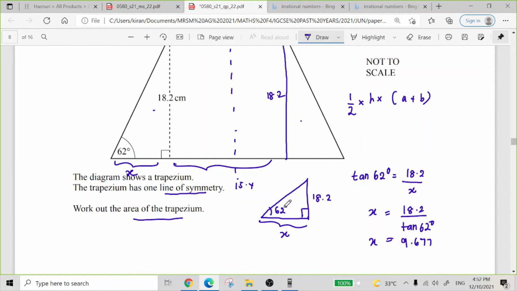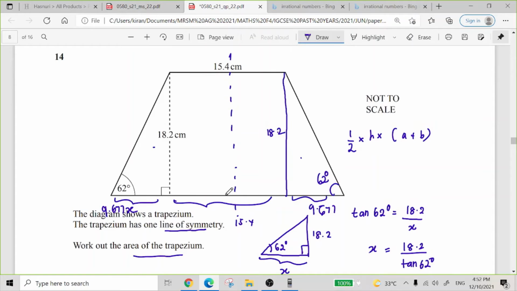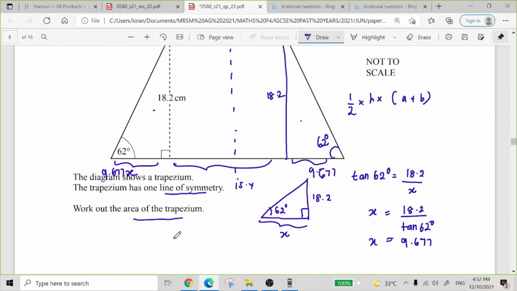Okay, that one is 9.677. So kat sini pun ialah 9.677. Okay, sebab dia angle yang sama. Sebab dia ada satu line of symmetry, dia bahagikan dua equal parts. Okay, jadi angle kat sini pun sama jugalah, 62. Okay, itu yang maksud line of symmetry tu. Okay, so now kita dah dapatkan dia punya length tu.